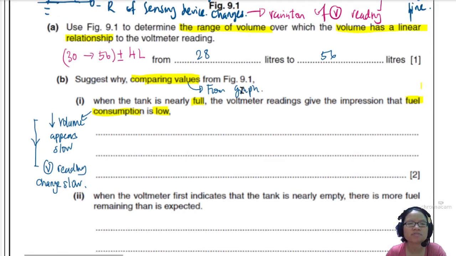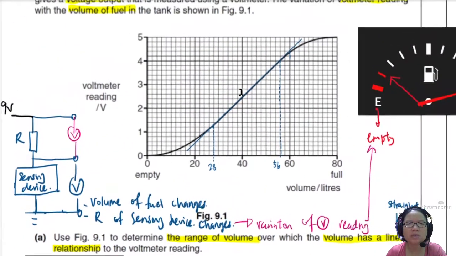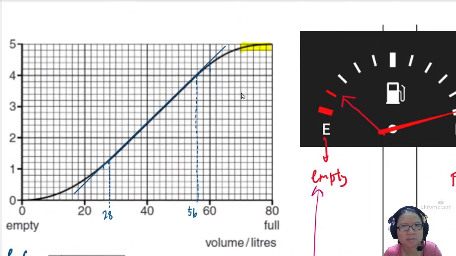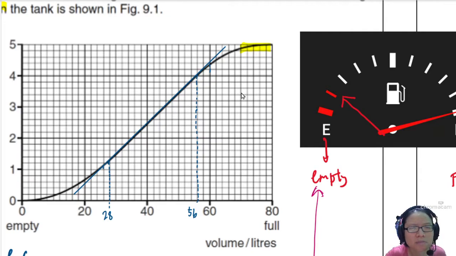Let's go back to the graph. Does the voltmeter reading change slowly when the fuel tank is almost full? So when it's full, let's look at the first 10 liters from 70 to 80 liter here. You can see here, let me zoom in a bit. This part is when the tank is almost full. So I'm going to put here, full tank.